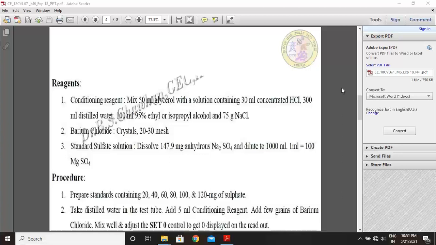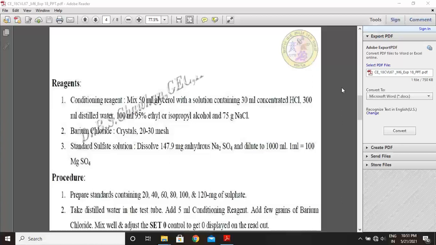First, conditioning reagent is required. To obtain this conditioning reagent, these steps are given. Mix 50 ml glycerol with a solution containing 30 ml concentrated HCl, 300 ml double distilled water, 100 ml 95% ethyl or isopropyl alcohol and 75 grams sodium chloride. So you prepare these chemicals according to these steps, and we get the conditioning reagent.